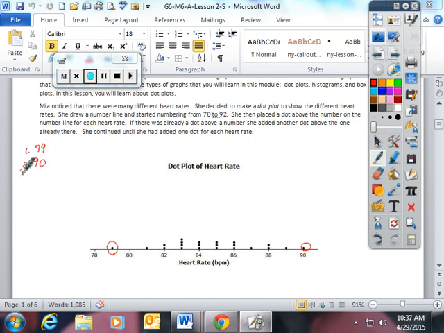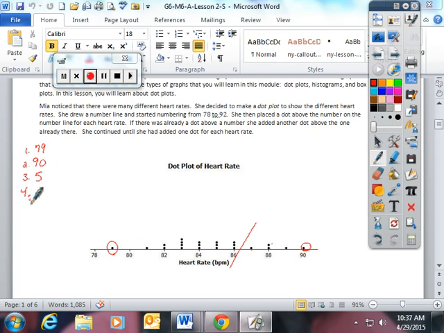Question three, how many students had a heart rate greater than 86? Well, greater than 86 means it can't be 86, okay? So I'm going to draw a line there, and I have to count all the dots greater than 86. It's going to be 1, 2, 3, 4, 5. 5 students have a heart rate greater than 86.